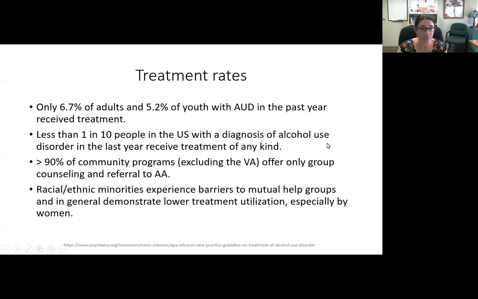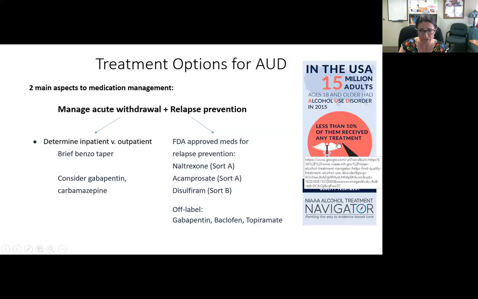And then importantly, there are still sadly many barriers for racial and ethnic minorities to both mutual help groups and, in general, these groups experience lower treatment utilization, especially by women. So certainly something that we have a lot of work to do on. Here are our treatment options for AUD.